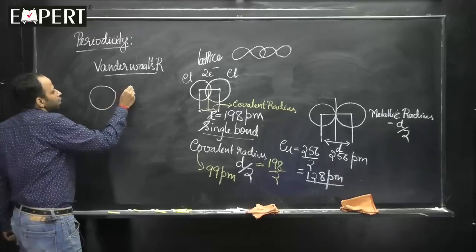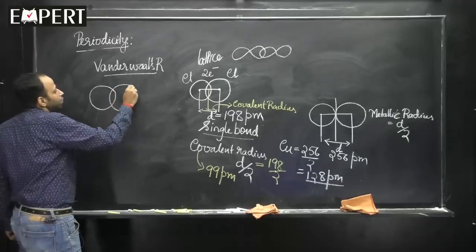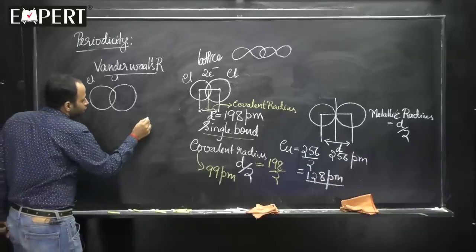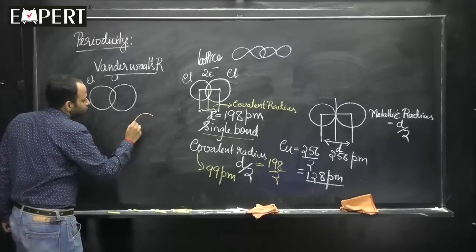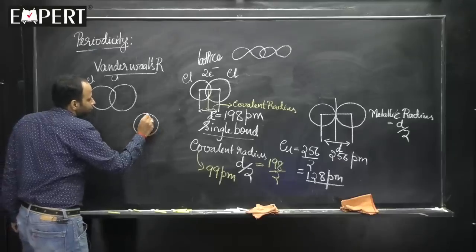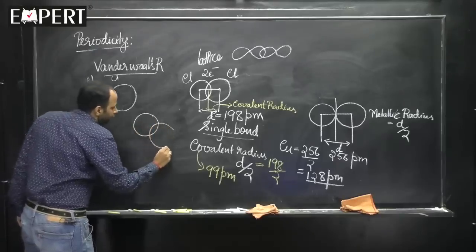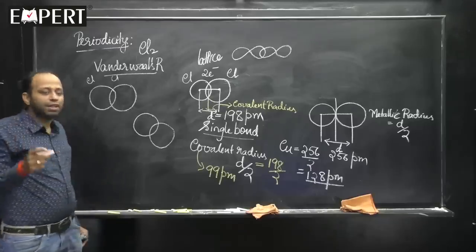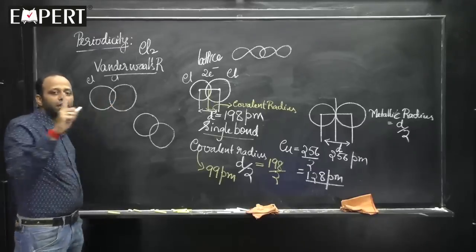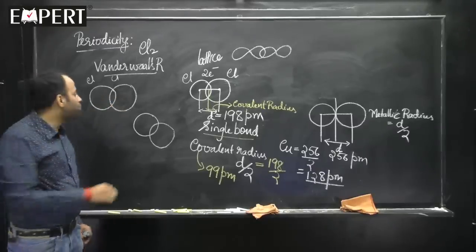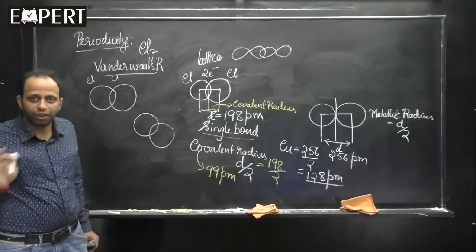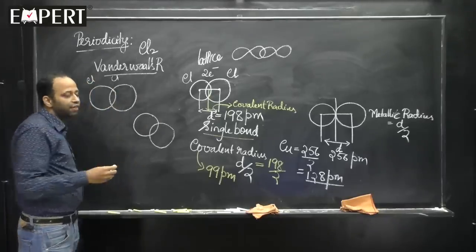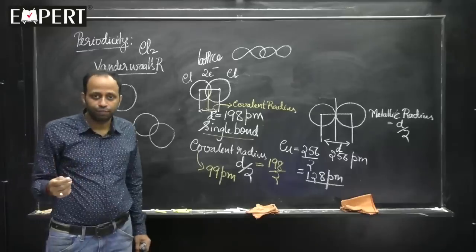I will take chlorine molecule, this is Cl and Cl. I will take one more chlorine molecule. You know chlorine exists as Cl2. That means, one Cl can form a bond with another Cl only. Can it form a bond with one more Cl? No, it is not possible. Cl2 is formed. Now, if I take this and if I solidify it, what will happen?